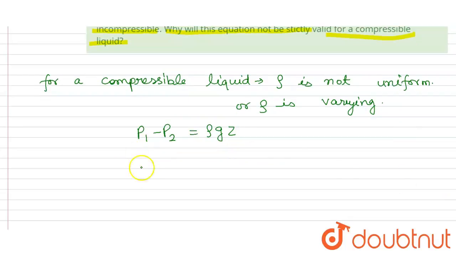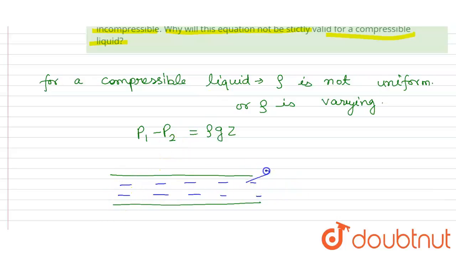That means if we choose, this is a pipe and here the compressible liquid is flowing, then the density at that point, rho 2, and density at that point, rho 1, will be different, and the value of P1 minus P2 will be same. That's why this is not valid for the compressible liquid. So this is the answer.